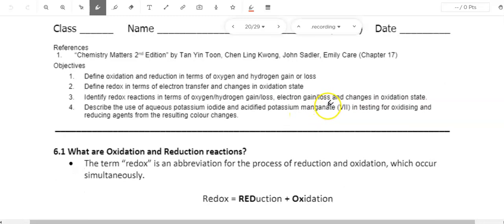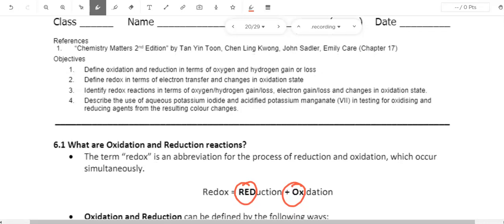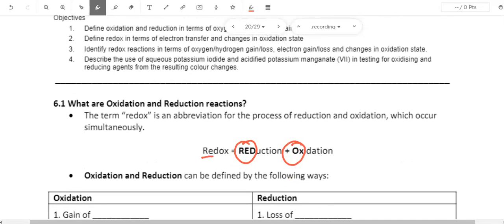Okay, so let's start off with redox. This is going to be a new chapter, so I'll be going through everything from scratch. So let's start. What exactly is a redox reaction? Redox actually stands for reduction and oxidation. That's why it is called redox. You can see here is red ox.